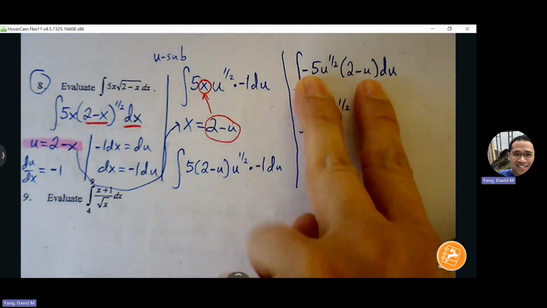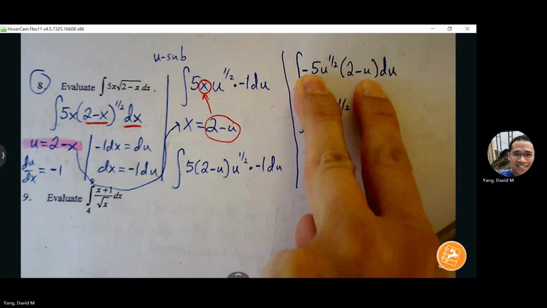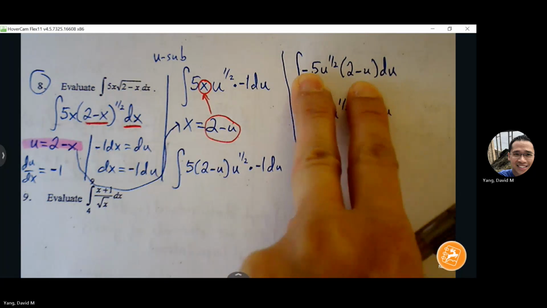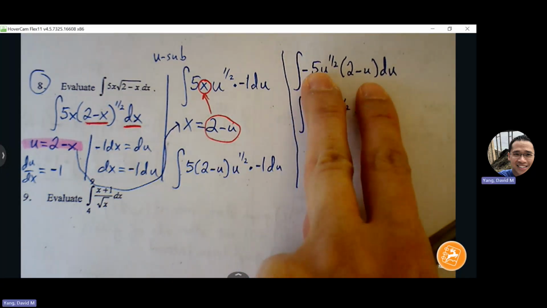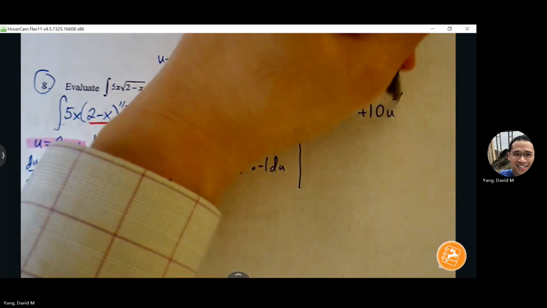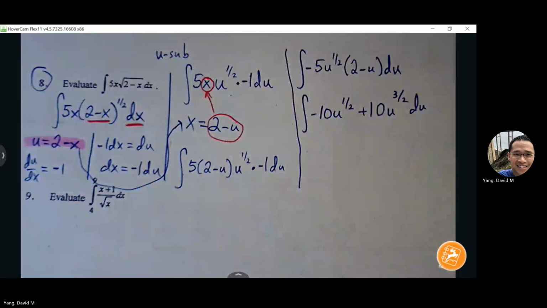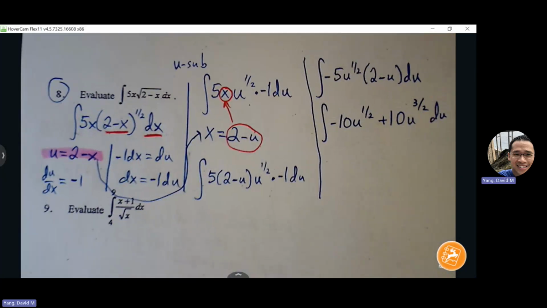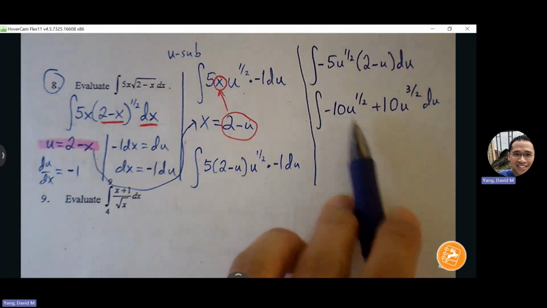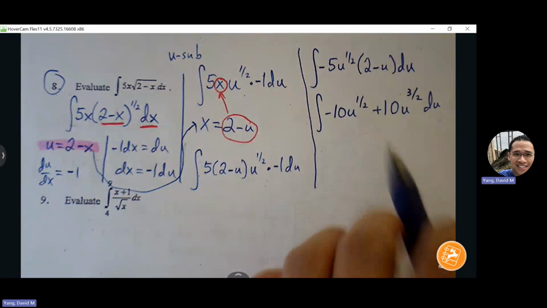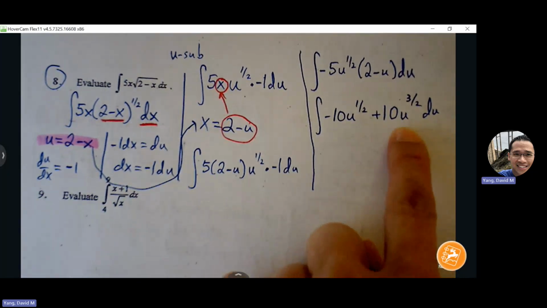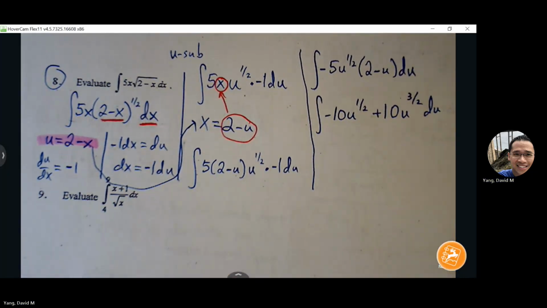What's -5u to 1/2 times -u? Plus what? 5u 3/2. Also, I see some students, they get to this point and they circle their answer. They feel like they've gone far enough with all the steps they've taken, but we haven't done the calculus yet, so we still got to do power rule. Plus 5, sorry.